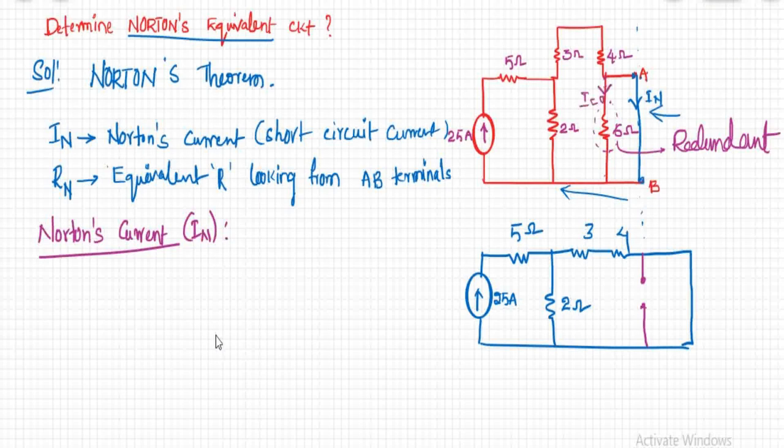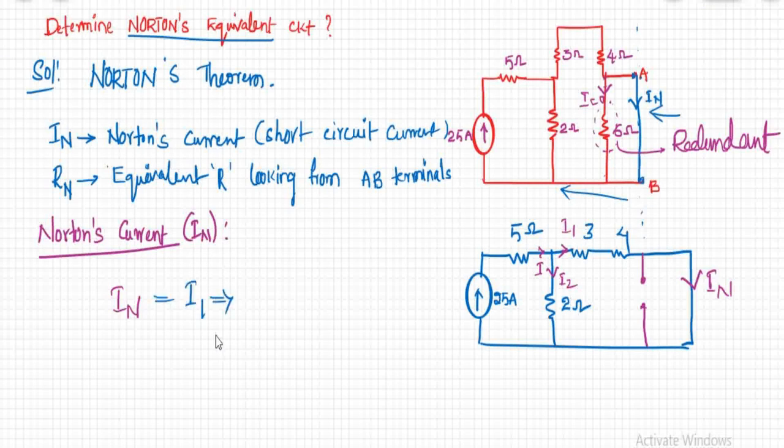Now if you observe, this current source is going to divide into two currents here. Let us say this is I1, this is I2. So this is what we need, IN. We are going to find IN here. So IN is nothing but I1.